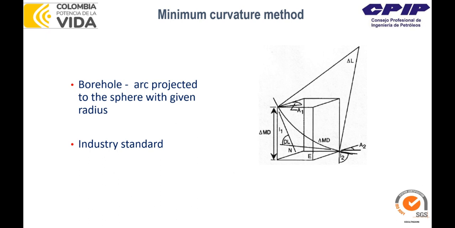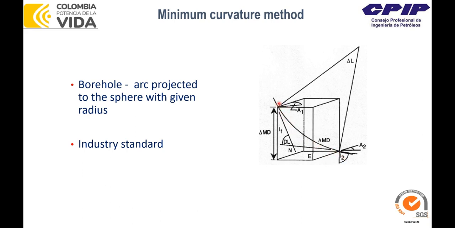Before, it was like the method of the average angle, medium angle, something else. Now it's not important anymore. The industry standard is the minimum curvature method. This assumes that your borehole is an arc which belongs to a sphere with a given radius.